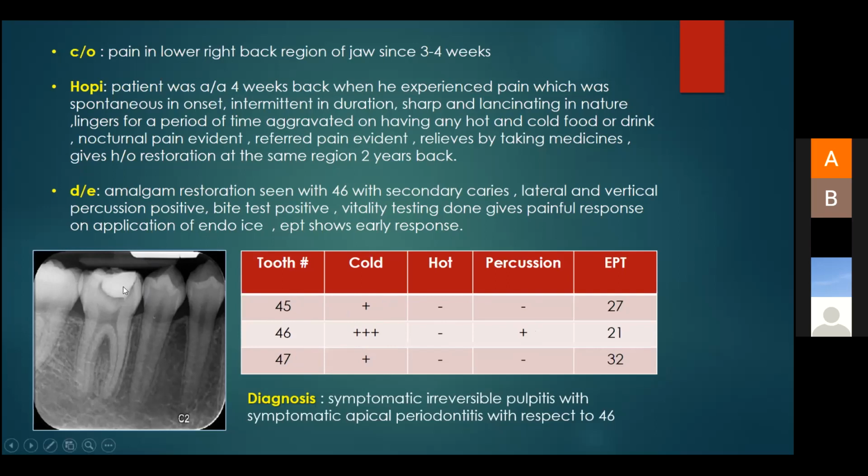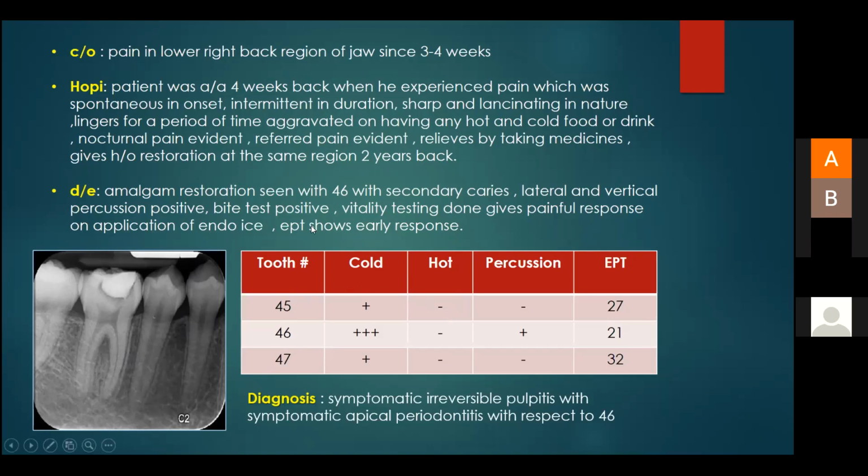In the X-ray you can see there's secondary caries beneath the restoration. It's approaching the pulp horn. You can see the PDL space is widened in the apical third of the root. It's progressing inside with PDL widening also. The lamina dura is getting discontinuous. So these are all the signs of apical periodontitis, as you can confirm with the percussion method. For all these results, we can arrive at a diagnosis: symptomatic irreversible pulpitis with symptomatic apical periodontitis with respect to 46. So this is how a short case history can look.